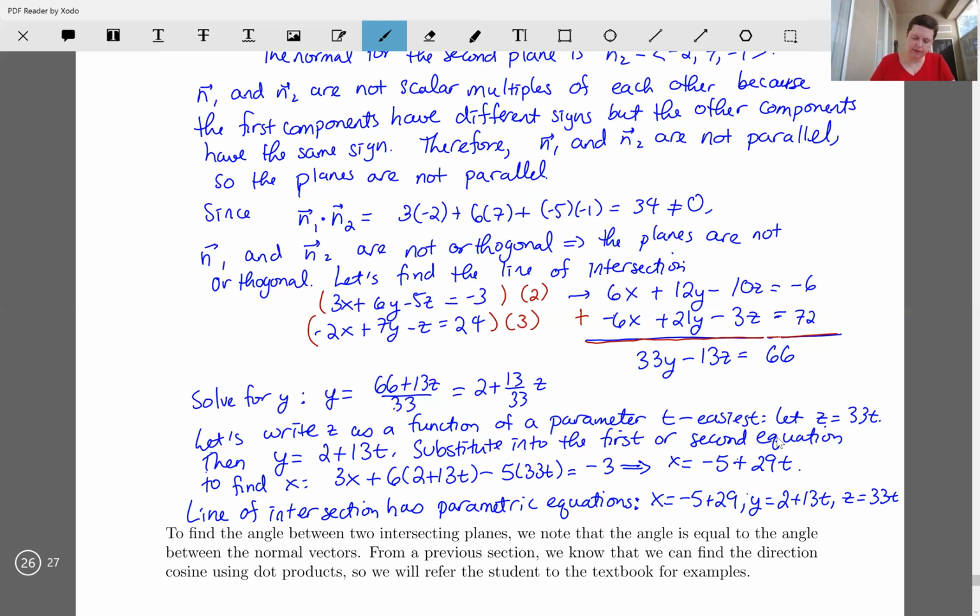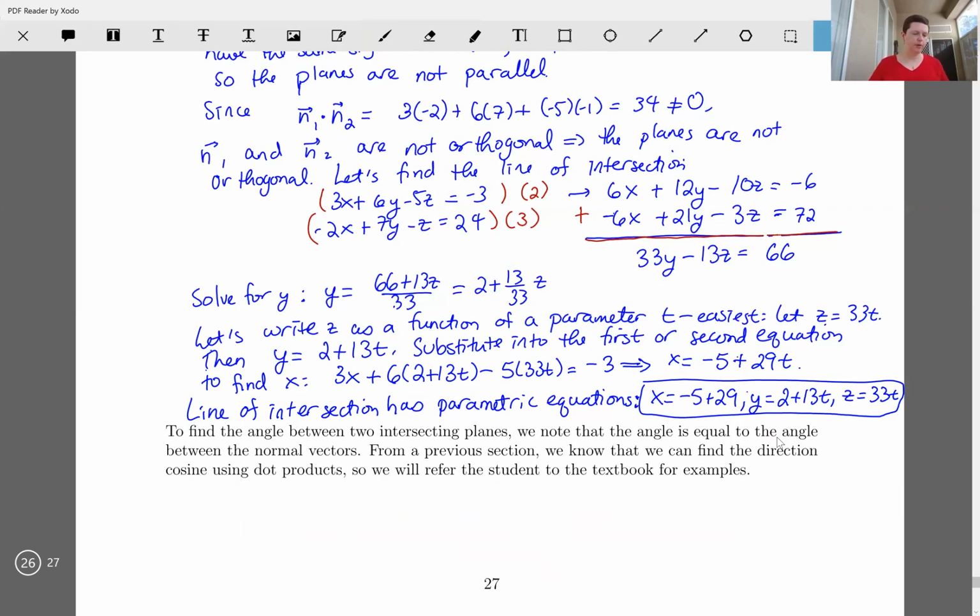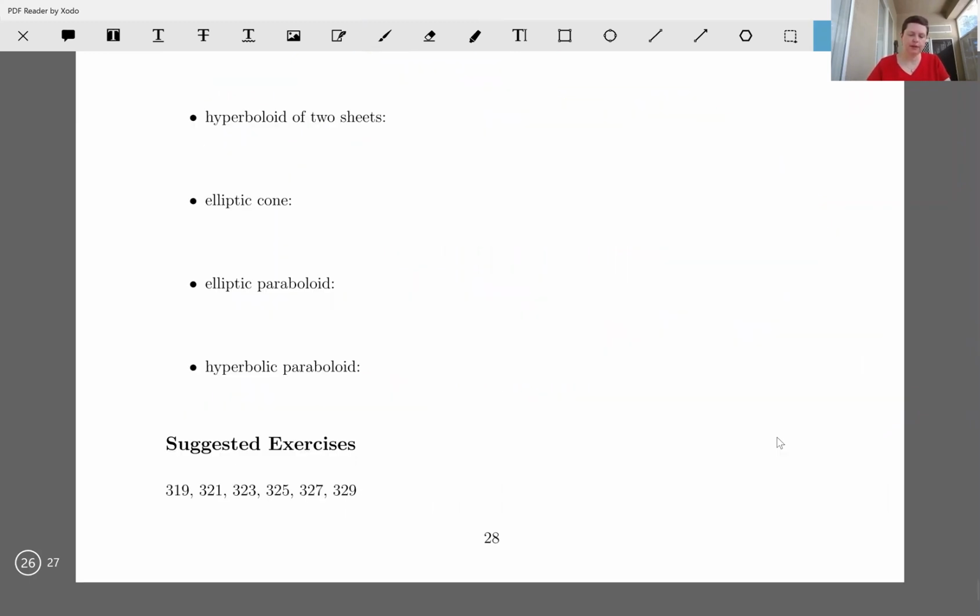And that's it. Now, if I wanted to do a little more and find the angle between intersecting planes, that angle is just going to equal the angle between the normal vectors. And then we can find the direction cosine using dot products. Since this is stuff we've already talked about, and the textbook has some really good examples, I'm going to refer you to the textbook for that. Now, I'm just going to pop in a short, no, you know what? I'll make that a separate recording.